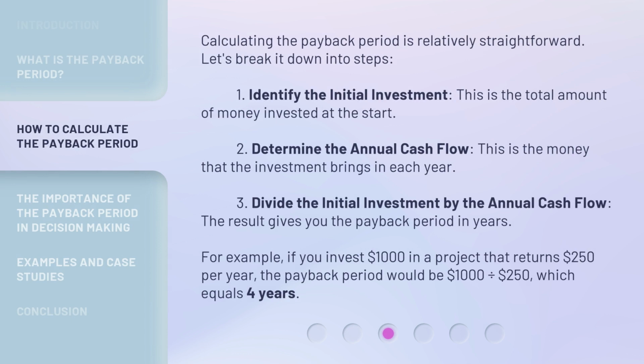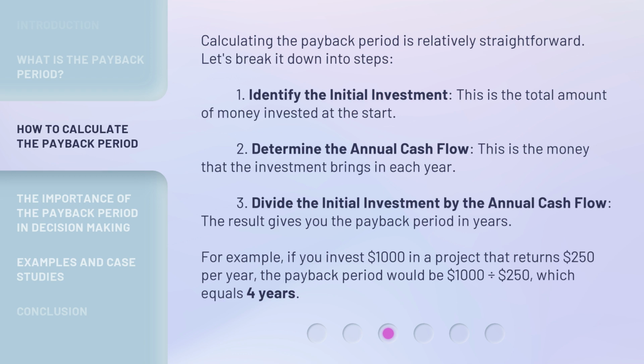Calculating the payback period is relatively straightforward. Let's break it down into steps. 1. Identify the initial investment. This is the total amount of money invested at the start. 2. Determine the annual cash flow. This is the money that the investment brings in each year. 3. Divide the initial investment by the annual cash flow. The result gives you the payback period in years.